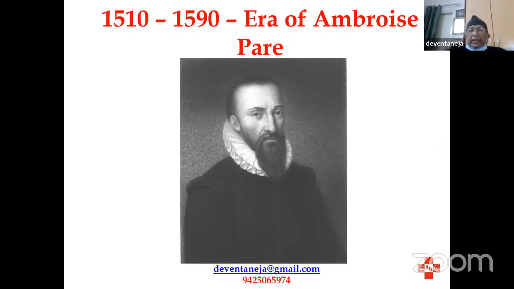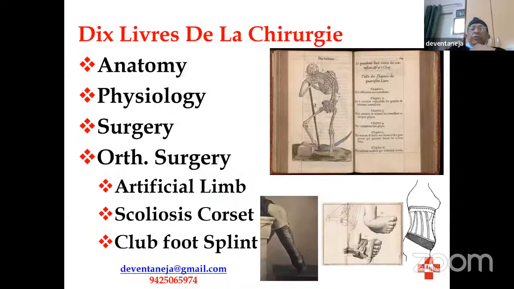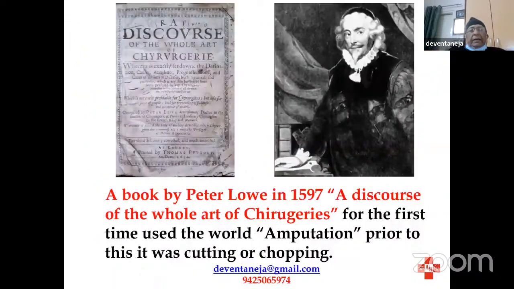who has also at times been named the father of surgery, who talked about different knotting, different types of sutures. The book written by him talks about human anatomy, human physiology, surgery, and also orthopedic surgery, and there is a mention of different artificial limbs and even splints for clubfoot and a scoliosis corset. Then there is a book by Peter Lowe in 1597, The Whole Art of Surgery.